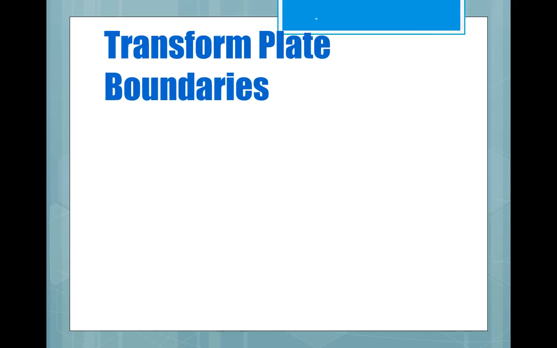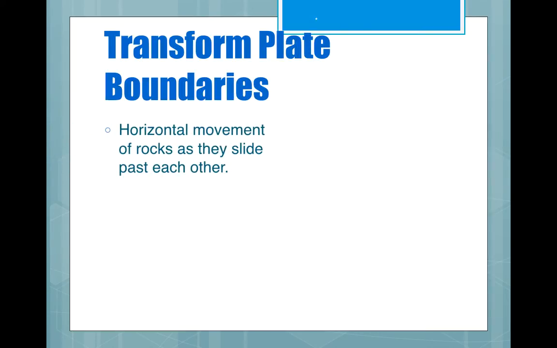Okay. Last type of plate boundary is called transform plate boundaries. Here you get a horizontal sliding past each other. Your example here would be the San Andreas fault line that I think you guys are fairly familiar with, going through California.